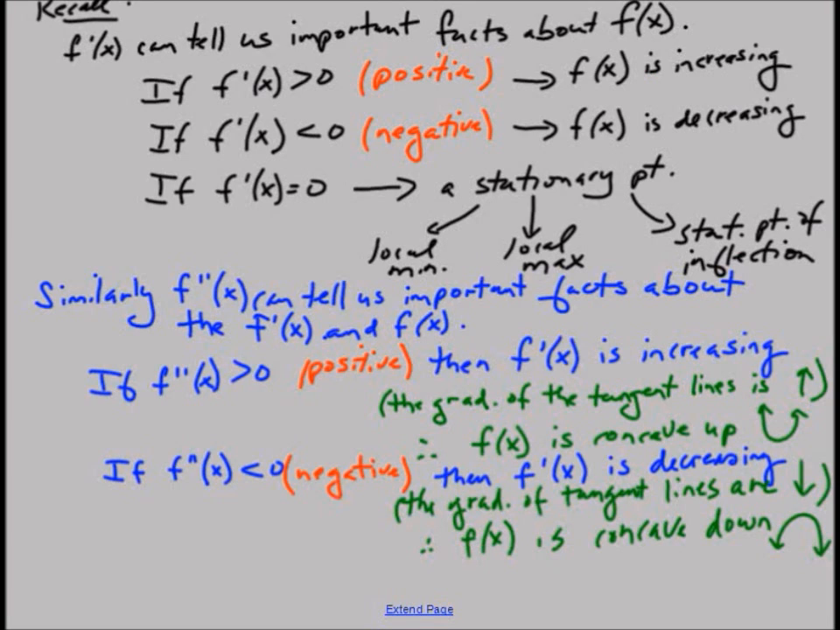And of course, there's a third situation here, if the second derivative is equal to 0. This indicates a point of inflection on f of x. This could mean concave up. It could mean concave down. It could mean changing from concave up to concave down, or it could mean changing from concave down to concave up. So inflection points occur when the second derivative equals 0.